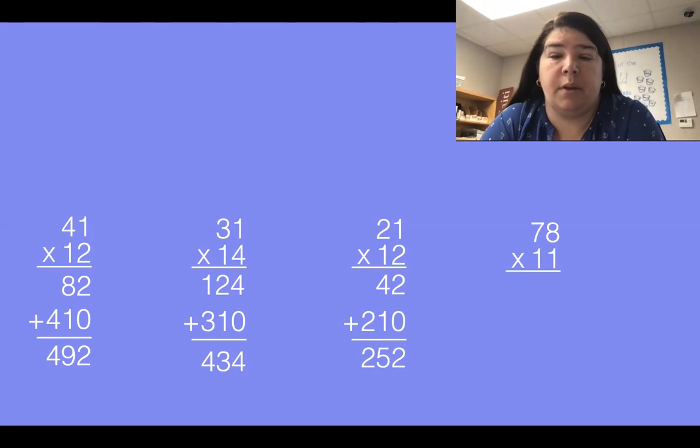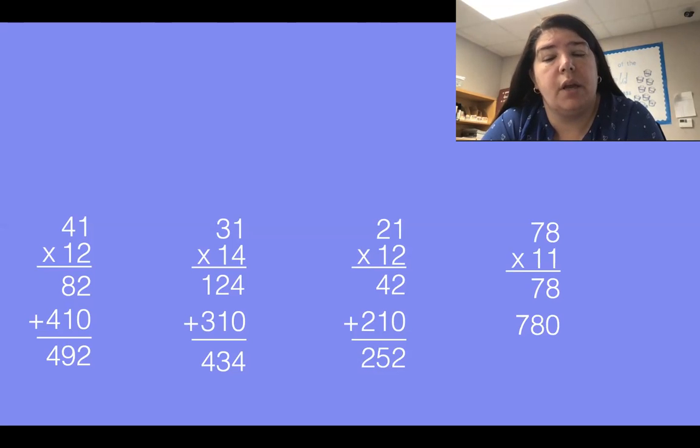78 times 11. First by the ones place is 78. Now by the tens place is 78 also. However, you need a 0 in the ones place, so 780. And what are they called? Partial products. What are the two numbers, 78 and 11, called? Factors. Very good. You guys are so smart. Go ahead and add those together, and you should get, excellent. You guys are quick too, 858.